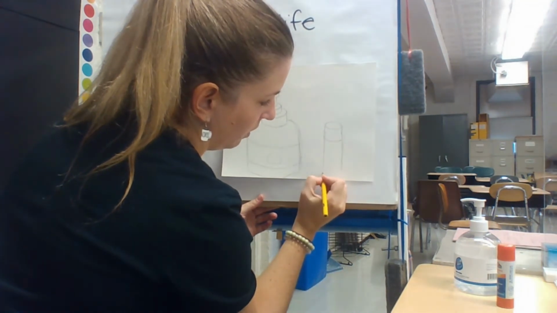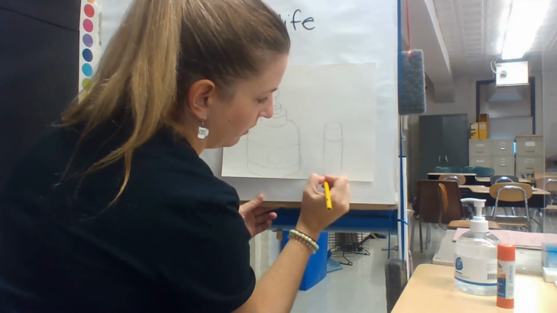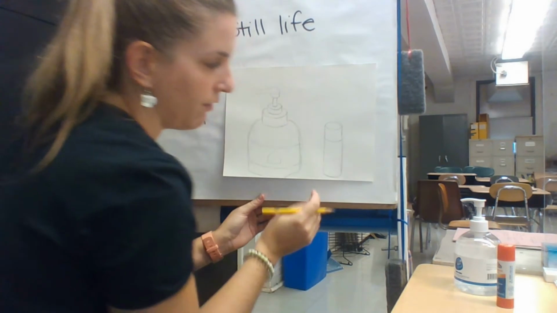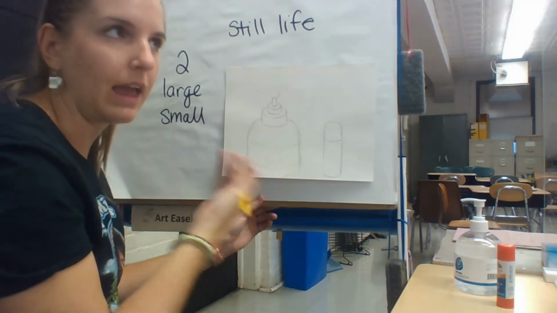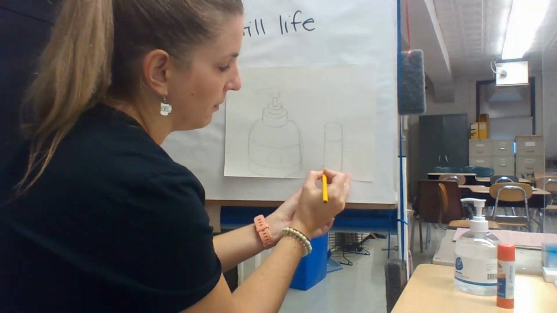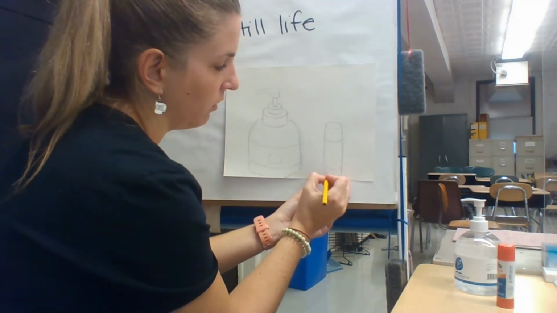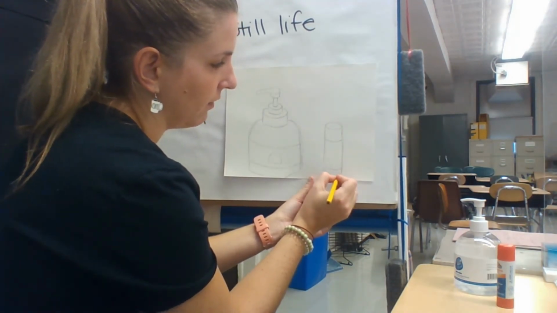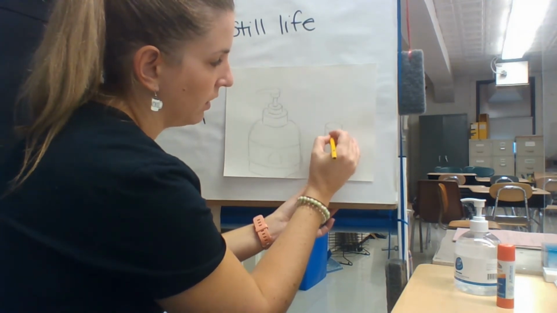Here's my glue. Here's the bottom of my cylinder. Now remember, a cylinder does not have a flat bottom. It's rounded. It's like a can, it goes around. It is a three-dimensional form. So I'm going to make sure that my lines are round. Draw some lines in the bottom of my glue stick.